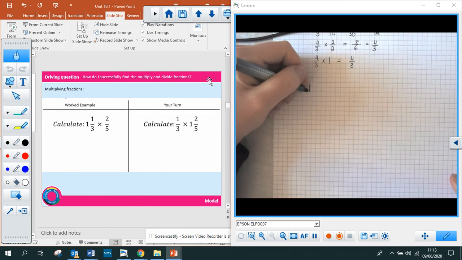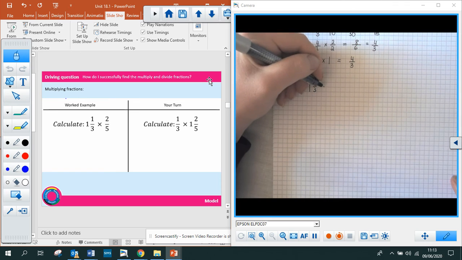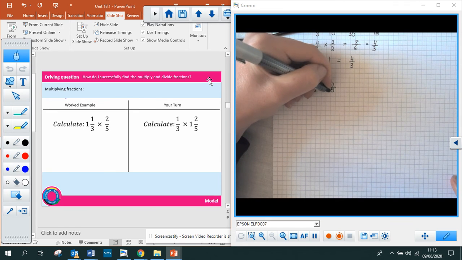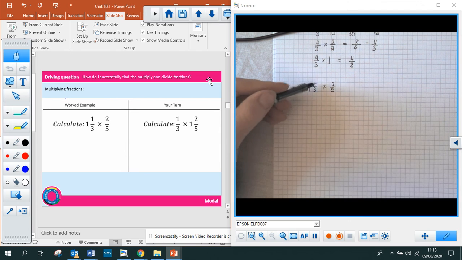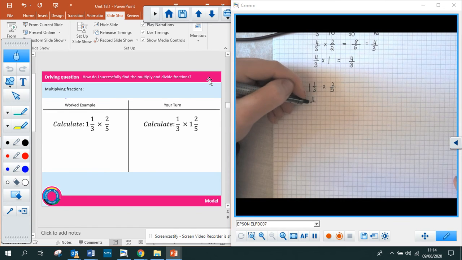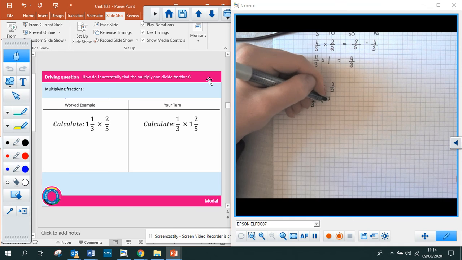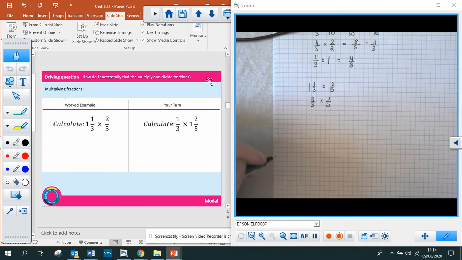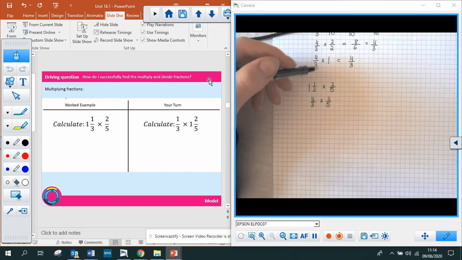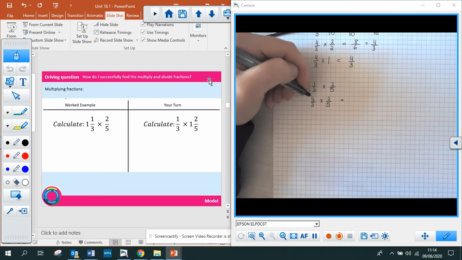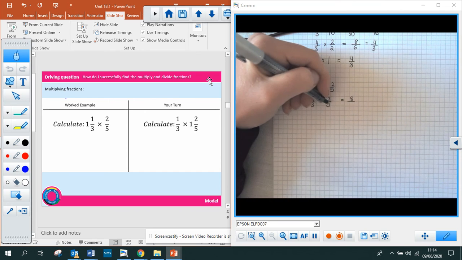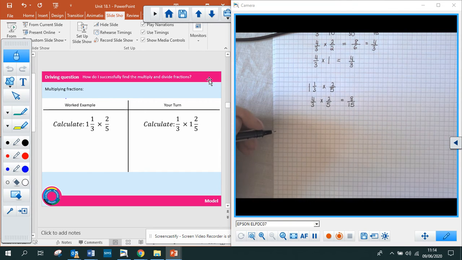So my example is 1 1/3 multiplied by 2/5. Okay, and like I said, before I can do that, I need to convert this mixed number here into an improper fraction. And to convert that to an improper fraction, I do 1 multiplied by 3, which is 3, and I add 1, which is 4. So that is equal to 4/3 multiplied by 2/5. And now that I've done that, I can now multiply my fractions as normal. Okay, so 4 times 2 is 8, 3 times 5 is 15. Okay, and my answer is 8/15.